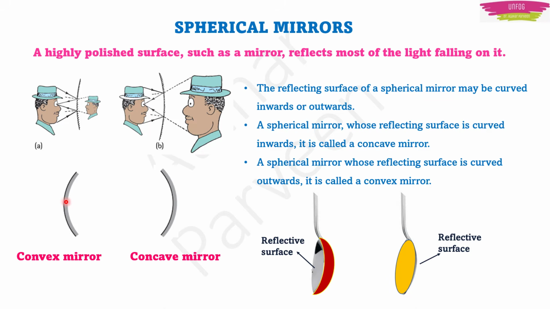Now, there are some parts of these mirrors. There are certain parameters of the mirrors which we need to know. Until and unless we understand them, we cannot proceed. They are very important but still very basic. So, let's have a look at them. Here I have made two mirrors. This is a concave mirror and this is a convex mirror.